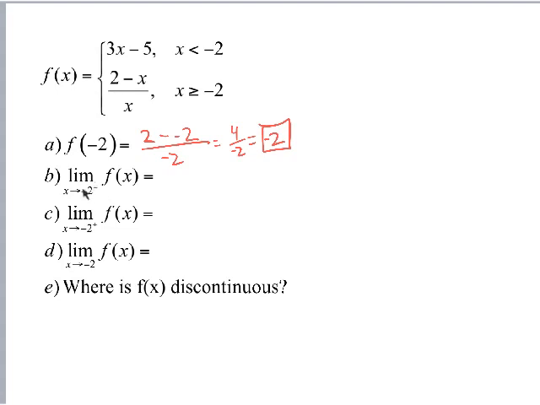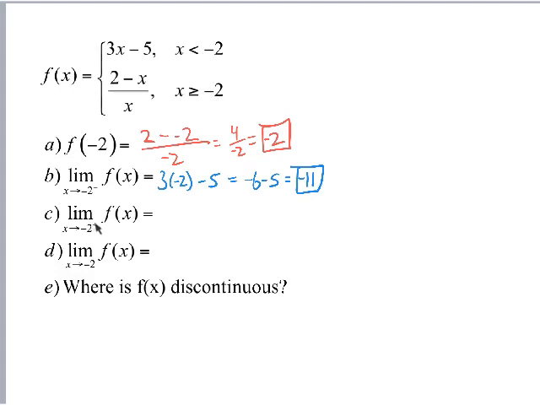Next, I want to know the limit as x approaches negative 2 from the negative side, which is the left side. So which of these intervals is from the left side of negative 2? It's that one. Left side means less than negative 2. So I'm going to use this function to find the value coming from the left at negative 2. So I'm going to do 3 times negative 2 minus 5, which is negative 6 minus 5, which is negative 11. So that is what the graph is coming to. This line is coming to negative 11 at negative 2. This is not a coordinate because it's the coordinate's down on this one.